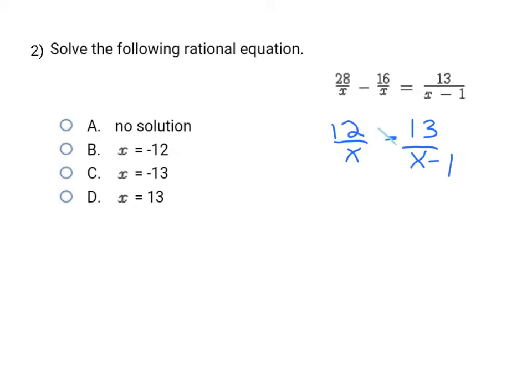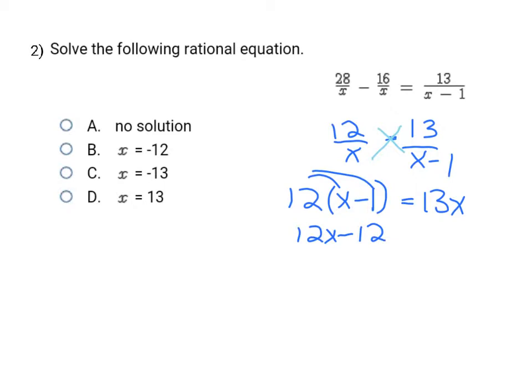And now I can just cross multiply. So I'm going to have 12 times the entire denominator, so I'm going to put that x minus 1 in parentheses, and then 13 times x is 13x. And so now I'm just going to distribute the 12. So I get 12x minus 12. That's the important step not to forget there.